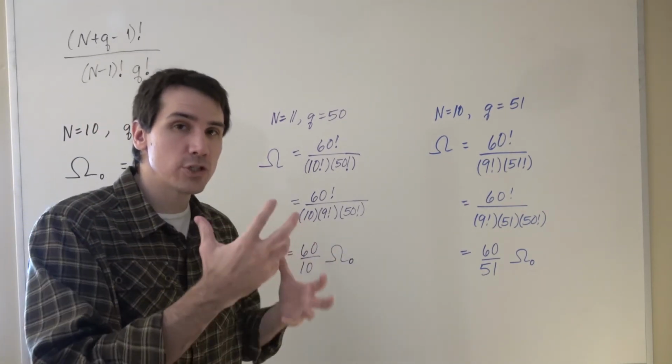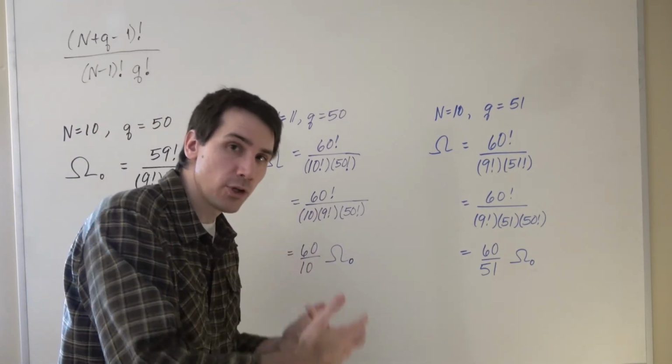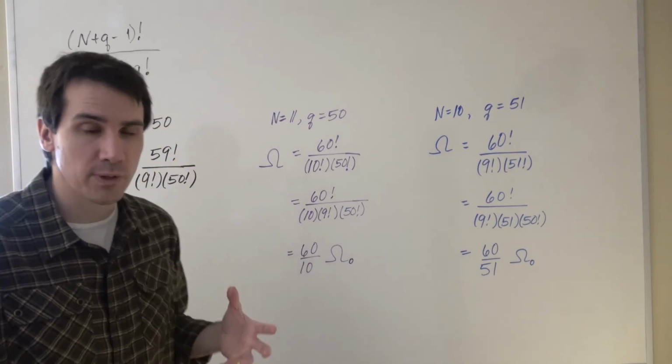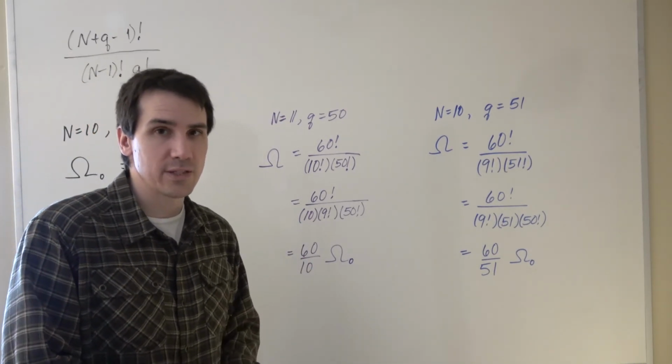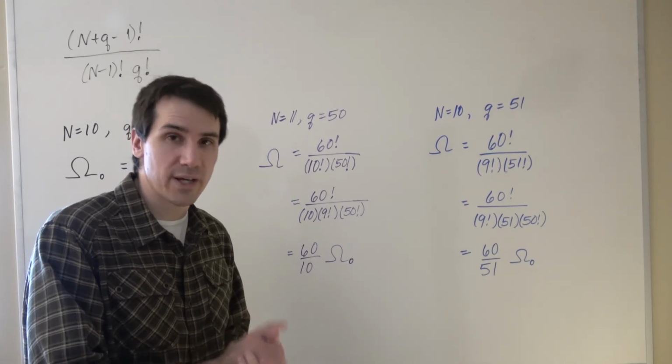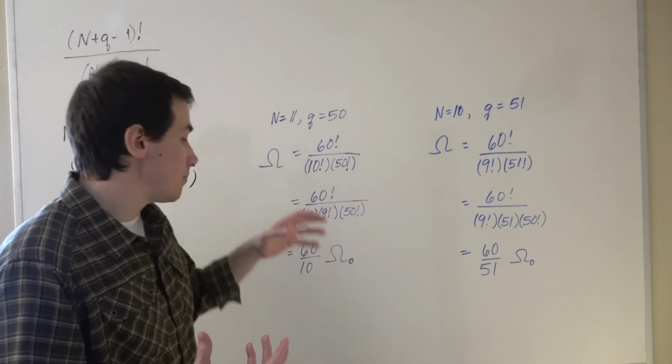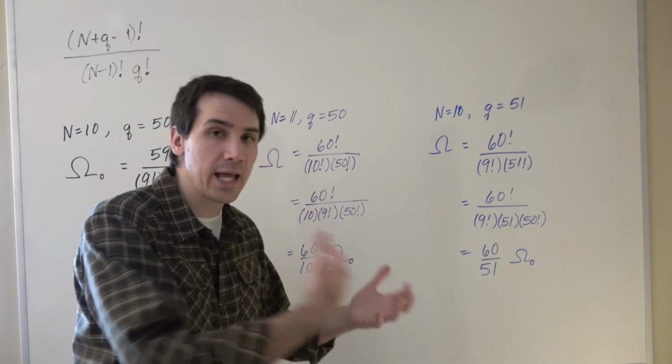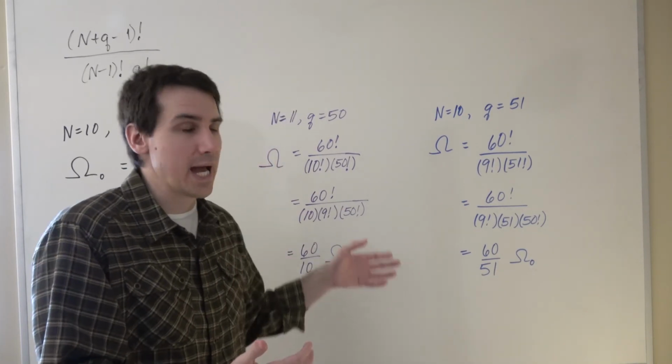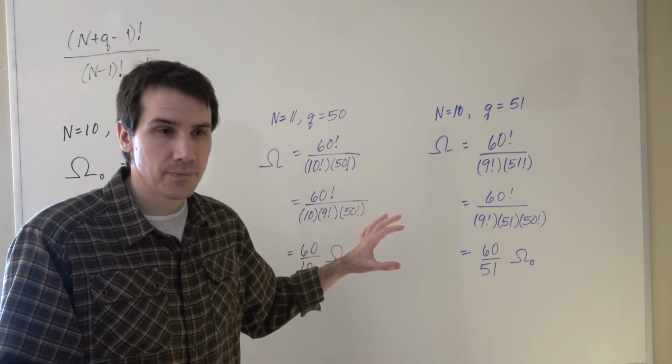This relationship would be flipped if we were in the low temperature limit, where N was much, much larger than Q. That is, we have many more oscillators than we have units of energy. In that case, we would gain many more microstates by adding a little energy into the system rather than by adding oscillators into the system.